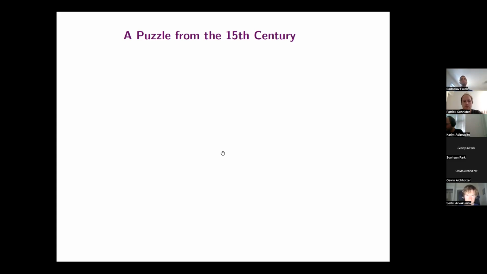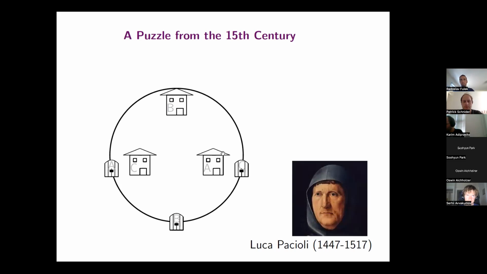So to give a glimpse into this problem that I will be talking about, let's consider this puzzle from the collection of puzzles of Luca Pacioli from roughly the 15th century. What this puzzle asks us: we have an enclosure with three houses, and this enclosure is somehow separated from the rest of the world by three gates, and we want to connect house A with gate A, house B with gate B, and house C with gate C.